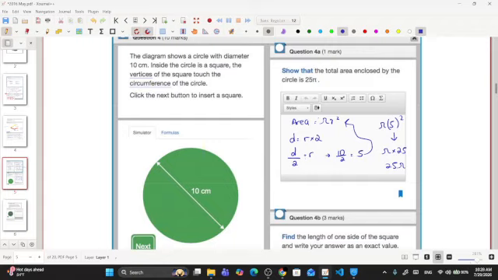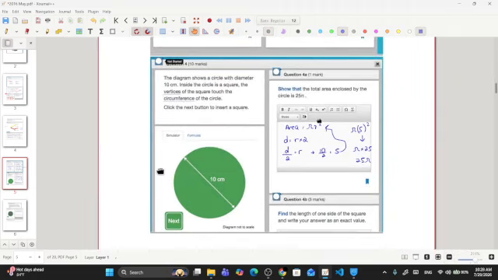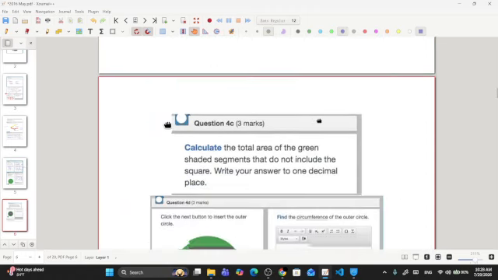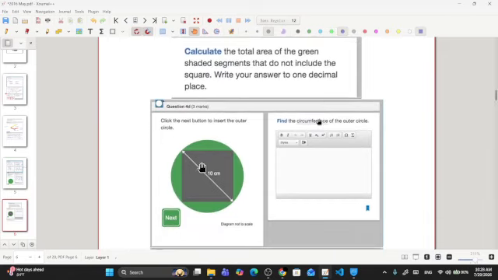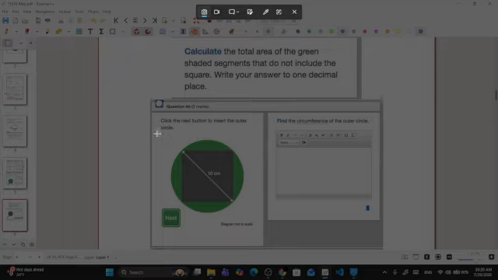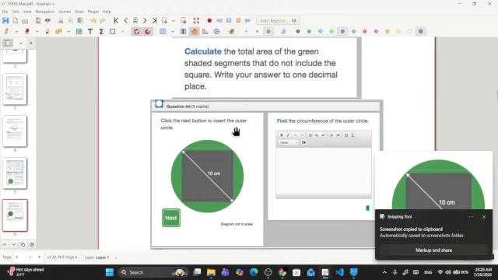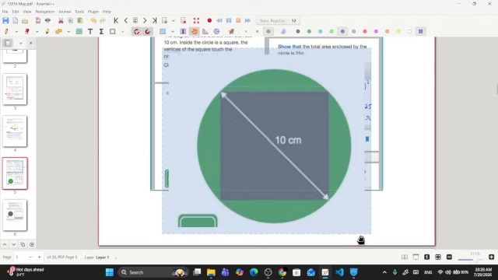Okay. Then you are told, find the length of one side of the square and write your answer as an exact value. Okay. Essentially, something like this. So let me just take the screenshot of this. Have I taken it correct? I think so. Oops.